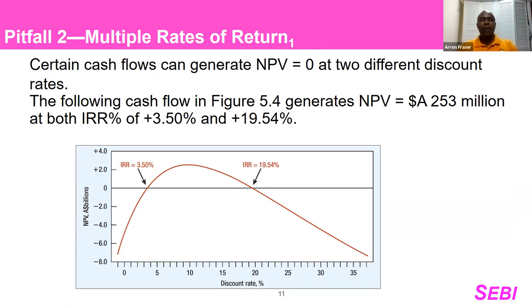For instance, if you apply the Excel function in a case where there is a change in signs of the cash flows, then you calculate it giving you one value. Using these figures here, the IRRs in the example based on this graph are 3.5 and 19.54. Say you had set a benchmark of 10%. When you did your first calculation and got 3.5, you would have rejected that project if you had an opportunity cost of 10%. If you'd done the second calculation, you would have got 19.5, which of course would have changed your views on the project.